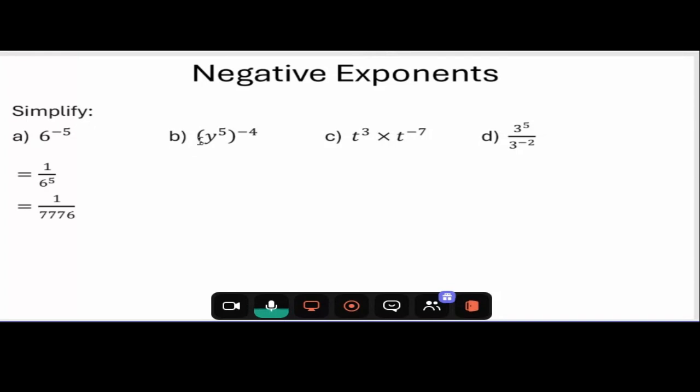How about this one here? We have a power raised to another power. Well, let's multiply the powers. 5 times negative 4. So that gives us y to the power of negative 20. And what is a negative exponent? Y to the negative 20 is 1 over y to the positive 20, like so.